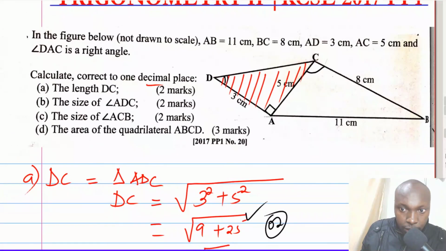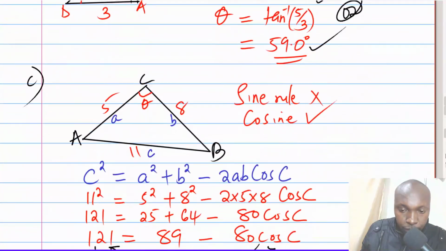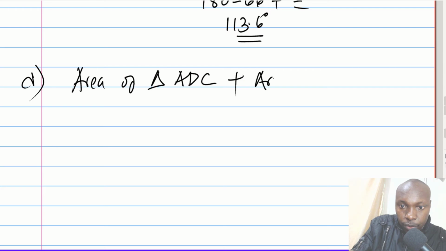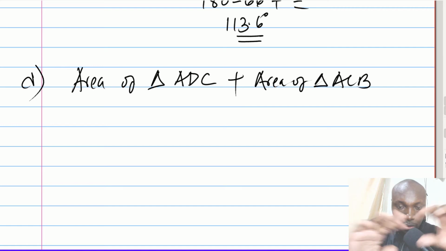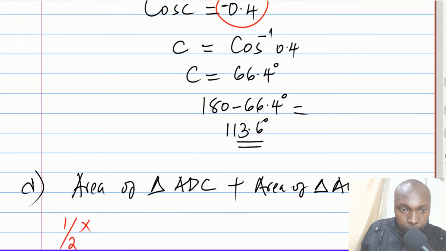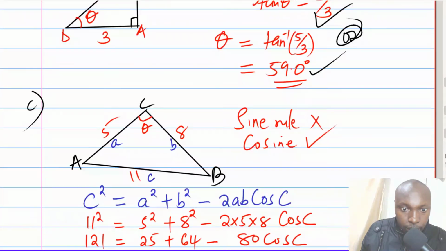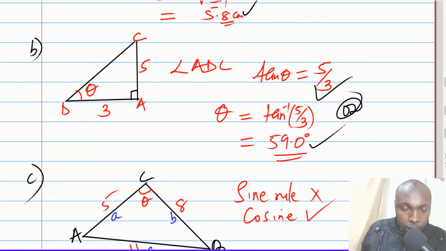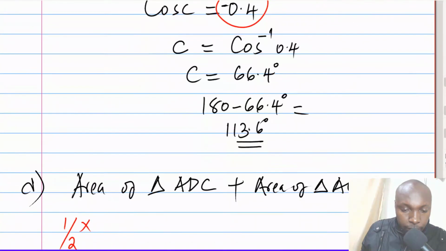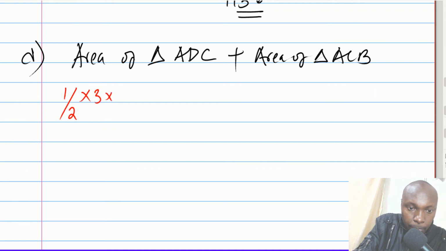As you can see there, triangle ACB, the area of triangle ACB will give the total area of the quadrilateral. Triangle ADC is very easy because it's a right angle triangle. We should just use half times base times height. So for triangle ADC, the base is 3, the height is 5. So half times 3 times 5.